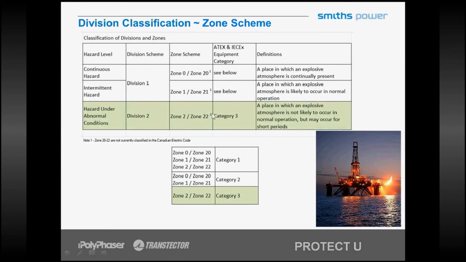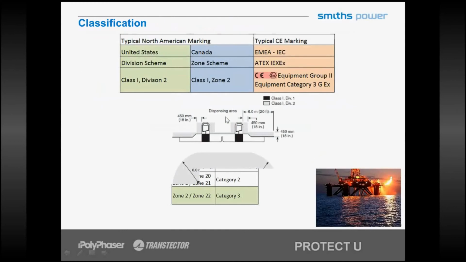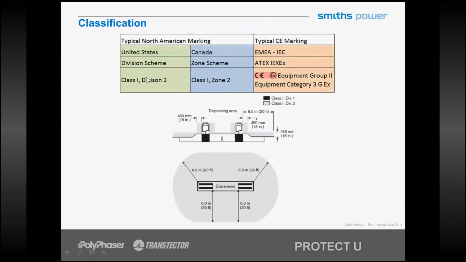So you have the gas and whether or not it's prevalent. That gives you these definitions: Class 1, Zone 2, same as Class 1, Div 2, same as CE, EX, equipment group with an equipment category. So the purpose of this slide is to show the global translation of what it means. The marking is the same across these definitions.